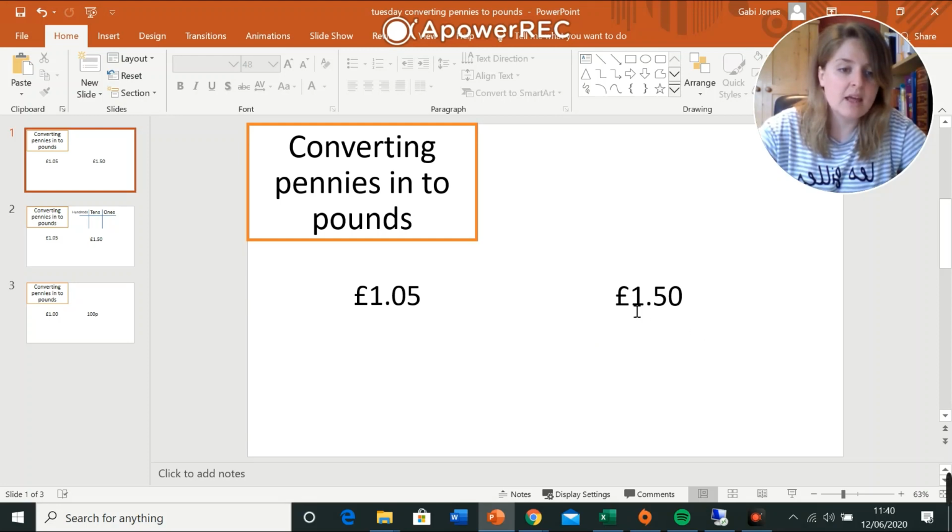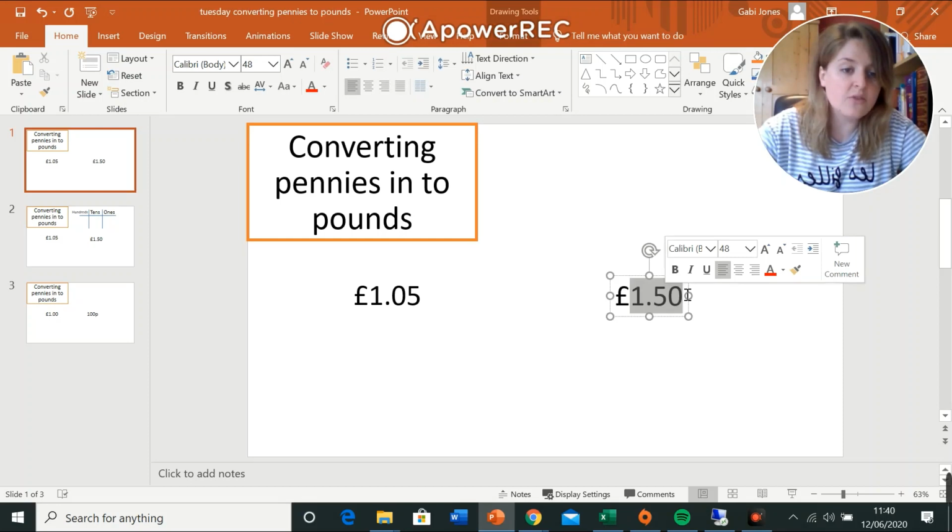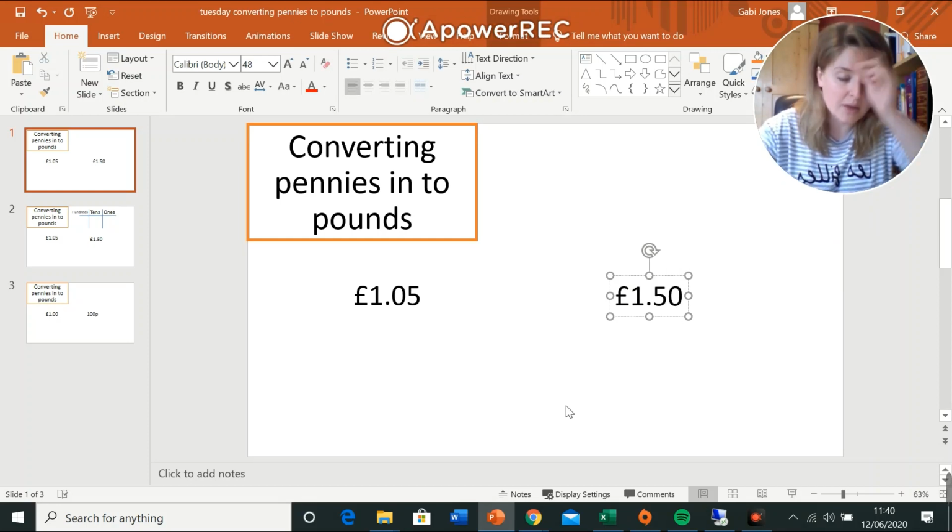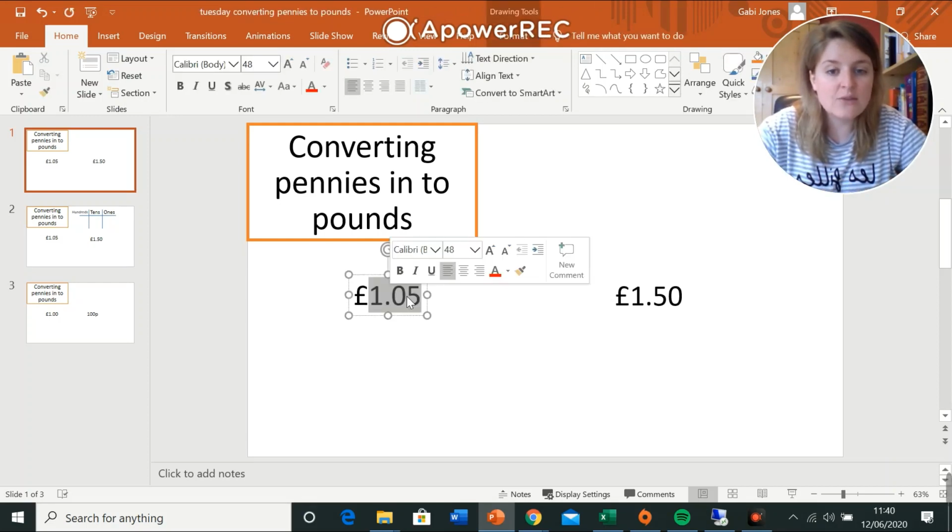And the same with here, £1 and 50p. And I know that there's nothing else after the 50 because they've put the 0. And this is something we need to be really careful about. So I'm going to say some numbers. Get a pen and pencil ready and I want you to write these, and let's see if you get them right.